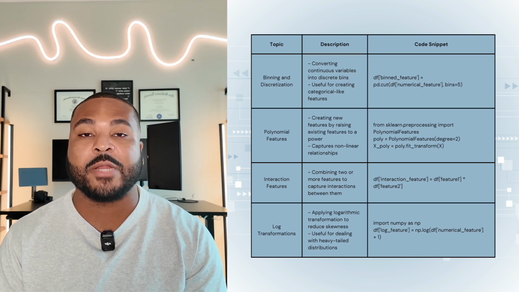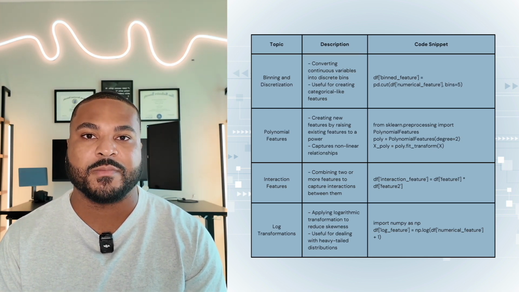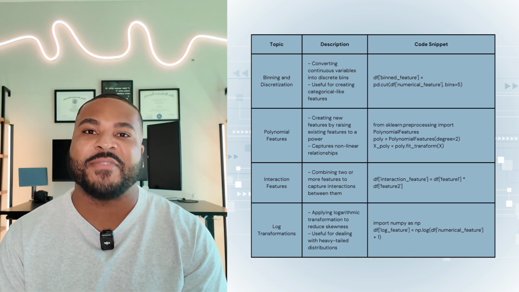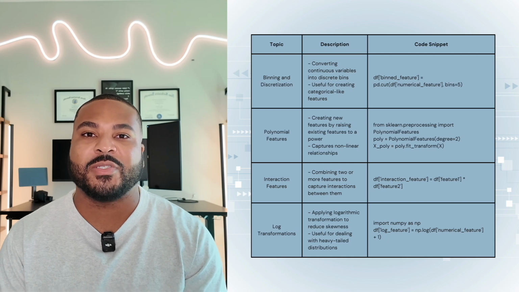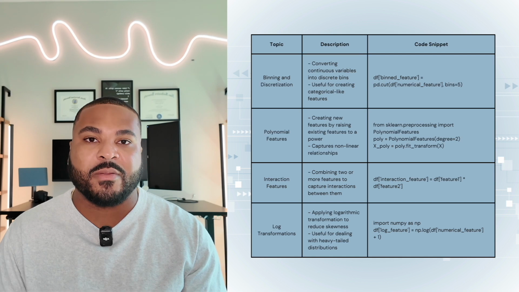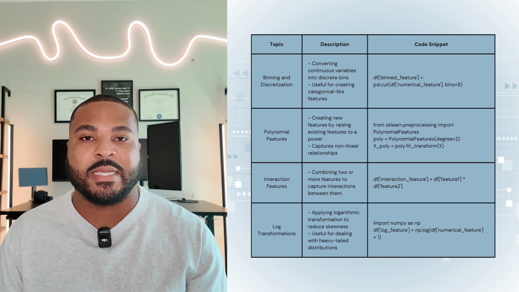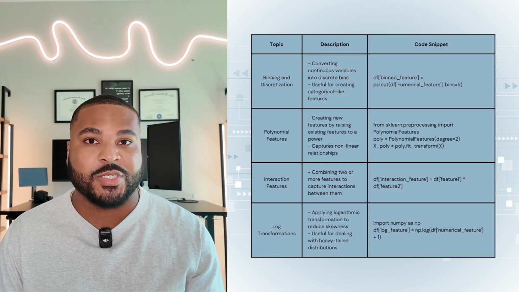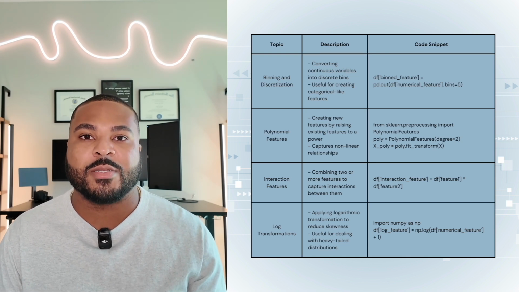Interaction features are generated by combining 2 or more features. This captures the interaction, that's why it's called interaction, between features, which can be particularly useful when the combined effect of 2 features is more predictive than the individual features alone. In this interaction feature code snippet, we multiply feature 1 and feature 2 to create a new interaction_feature.